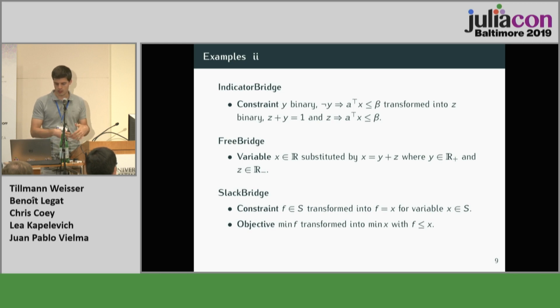With the slack bridge, basically, if you have a constraint which is some affine function of the variable that should be in some set, what you do with an SDP solver is instead you create variables in the set, and then you add an equality constraint between the function and the variables. And for an objective function, if you want to minimize some function, and let's say the function is quadratic, this is not supported by PSD solvers, what you do is you create a slack variable x, you minimize x instead, and you say f is more than x. And then you get closer to what a PSD solver supports.